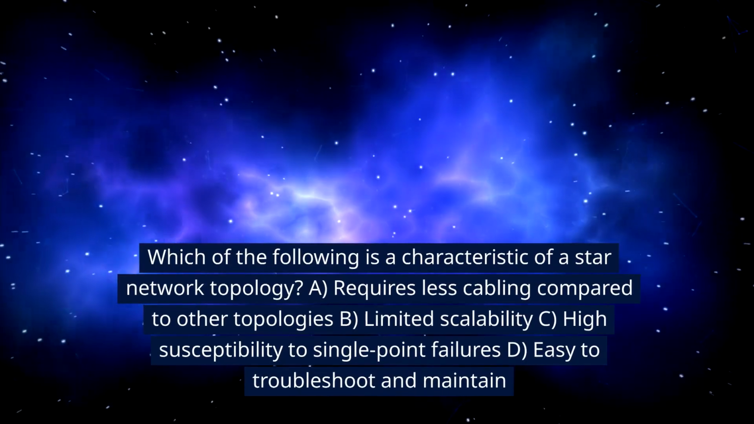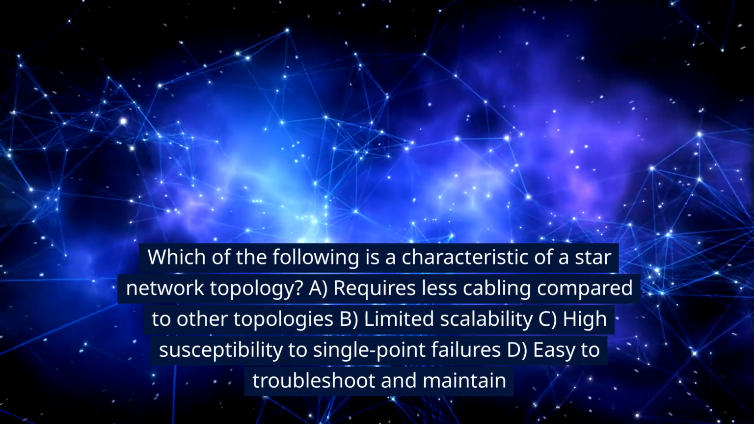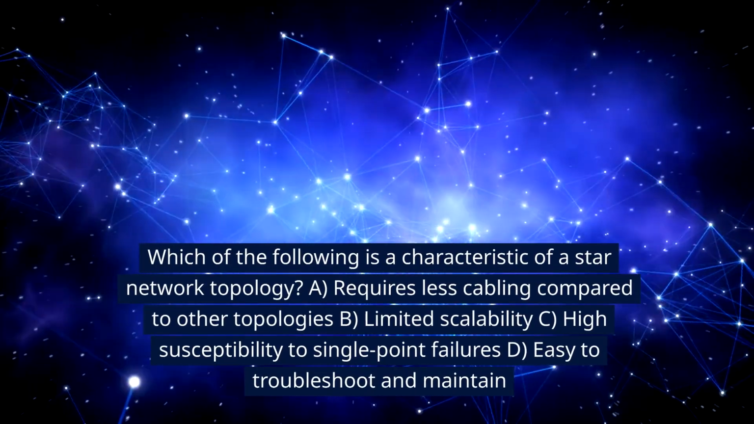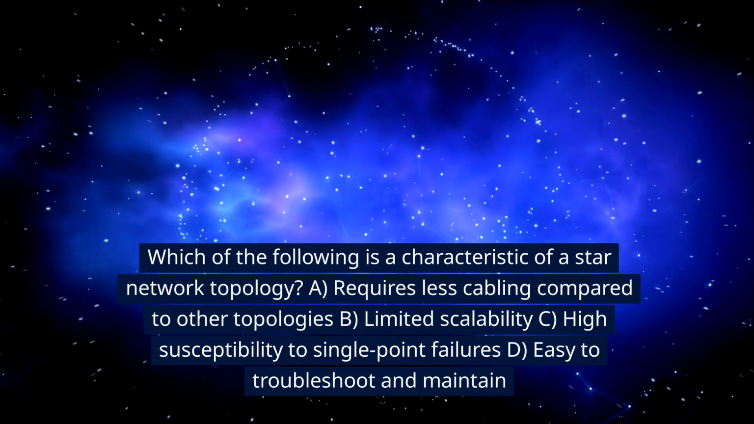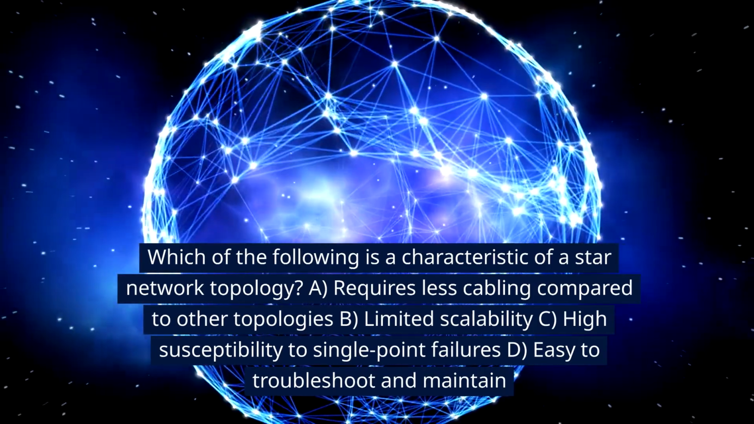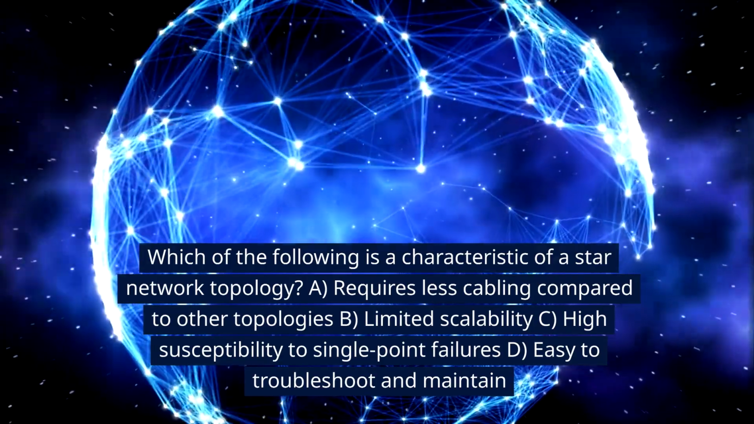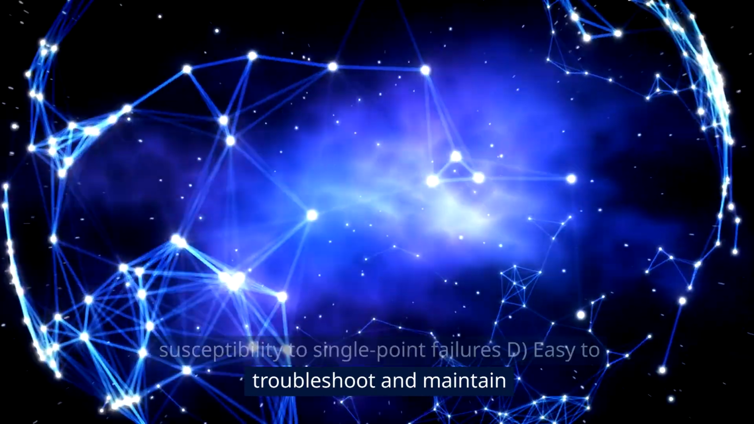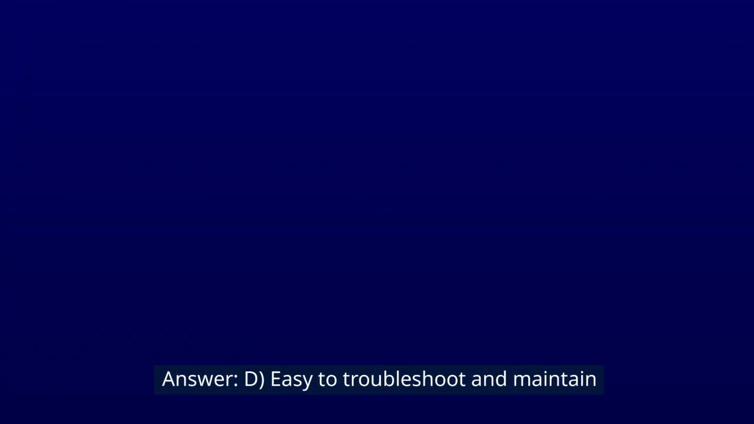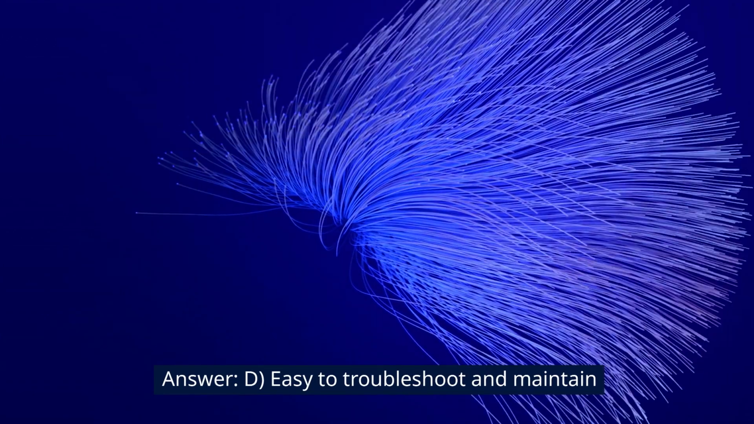Which of the following is a characteristic of a star network topology? A. Requires less cabling compared to other topologies. B. Limited scalability. C. High susceptibility to single point failures. D. Easy to troubleshoot and maintain. Answer: D. Easy to troubleshoot and maintain.